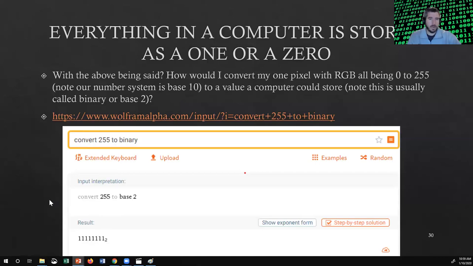1, 1, 1, 1, 1, 1, 1, 1. So if you remember in a previous video, I was talking about how 255 is special. It's because 255 is exactly 8 ones. So you can think of 255 as a special number because it's 8 ones. That's why we use that, because then we just need 8 places on our computer hard drive to store one of these numbers.